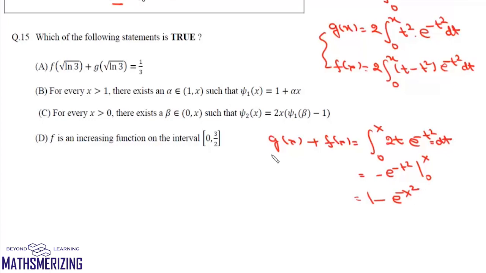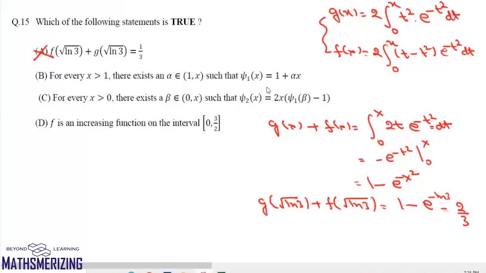Now we need to find the value of f(root log 3) plus g(root log 3). So this g(root log 3) plus f(root log 3) will be 1 minus e to the power minus log 3, which is 1 by 3. So it is 1 minus 1 by 3, and 1 minus 1 by 3 will be 2 by 3. So this option A, it is incorrect.